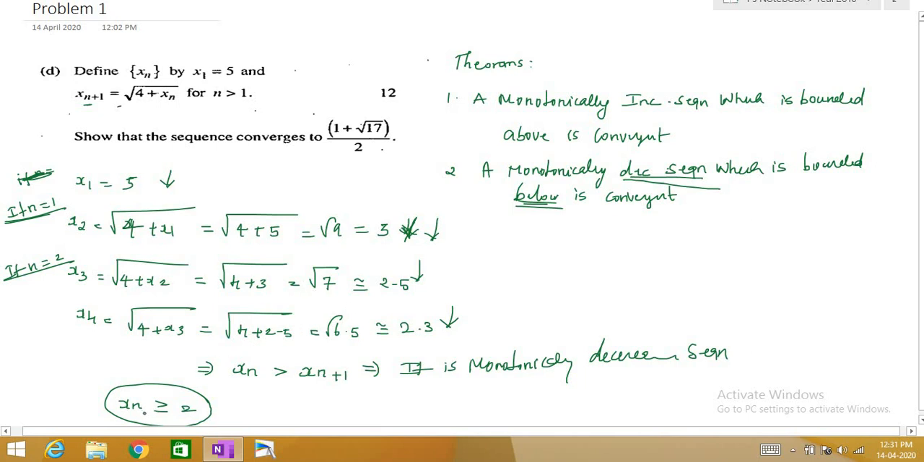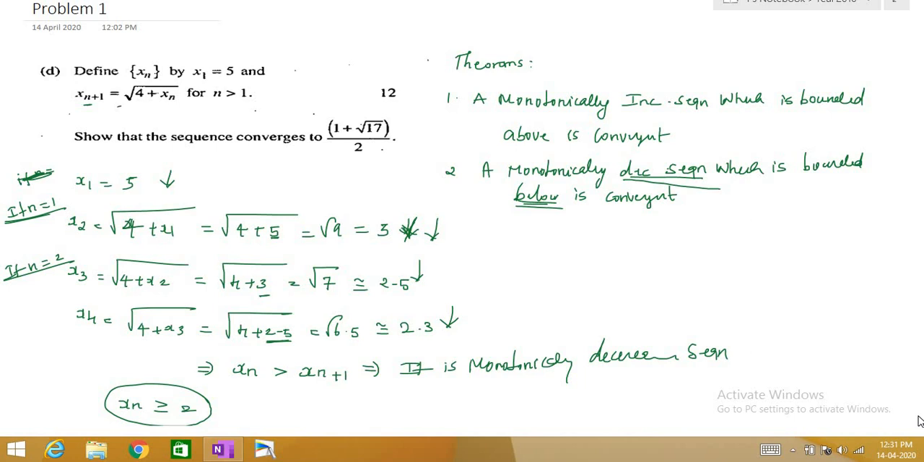Even for x 1000, even for x 10 lakh, you will always get a value greater than or equal to 2, right? Because the quantity which is changing here is this quantity, right? This quantity. So even if this quantity changes, since it is decreasing, it cannot be negative, right? Because it is a positive term. So even if this term came near to 0, the minimum value will be root 4, which is 2. So therefore our sequence is always greater than or equal to 2.